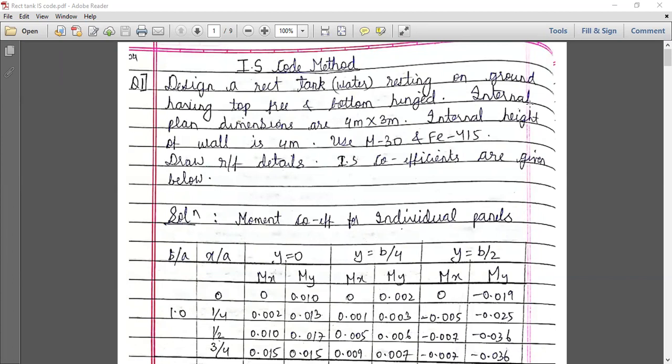Okay. So in the question, it will be mentioned that you have to solve by the IS coefficients, and the table will be given in the question. So you can note down the question because we have to solve this. Okay. So make a note of this.